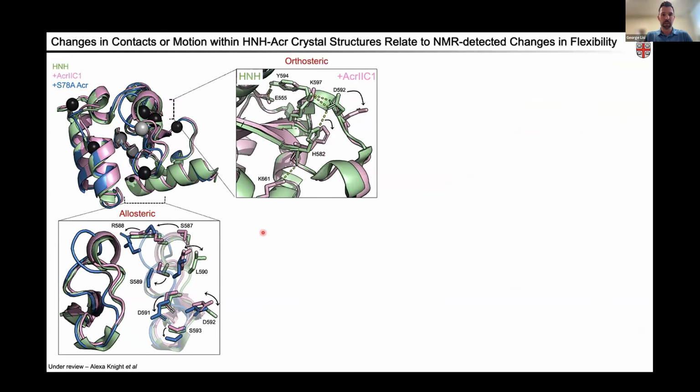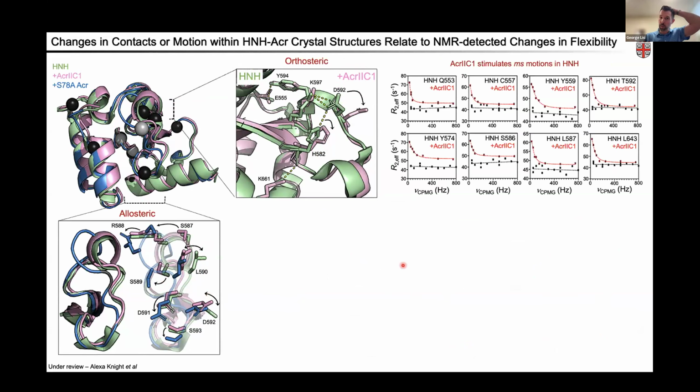Okay. There's an orthosteric effect, as I just showed you, between the direct interaction where the histidine and associated residues near the active site are pulled out of plane when we look at two crystal structures. In green, the H and H alone, and the pink is the ACR bound. But there's also an allosteric effect at the core of the protein where you get a lot of these different dynamic aspects of side chain residues that are changing position in response to the ACR, even though they're not interacting with it directly. And this is really cool because what the anti-CRISPR does is it stimulates NMR-detected millisecond motions that are not present in the apoprotein.